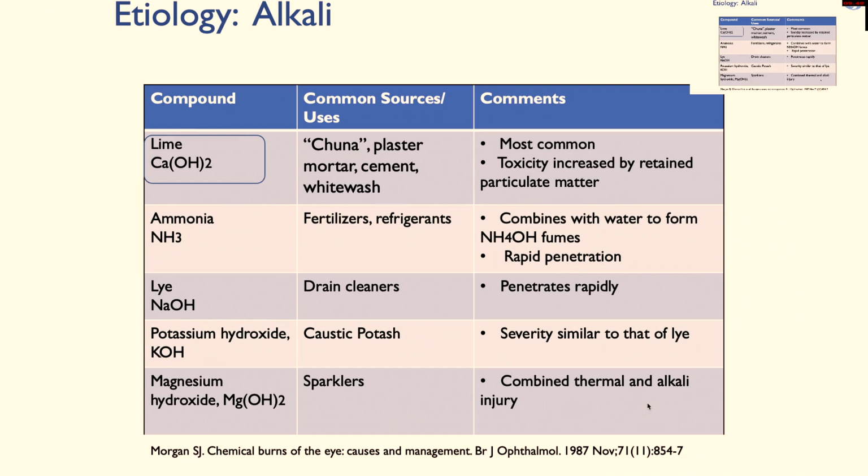Lime is a very important cause for this. Chuna or plaster injuries are extremely toxic. It's retained very strongly, and therefore it keeps leaching out chemical, which causes more damage. Ammonia in fertilizers, refrigerants, etc. also causes damage. Potassium hydroxide, magnesium hydroxide, these cause thermal and alkali injuries.